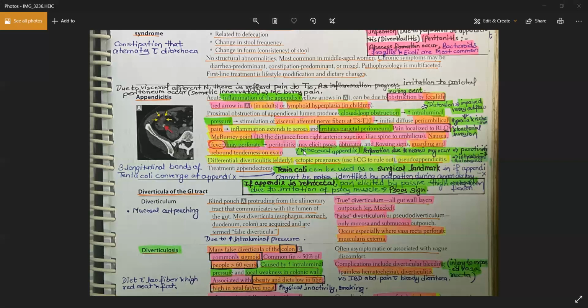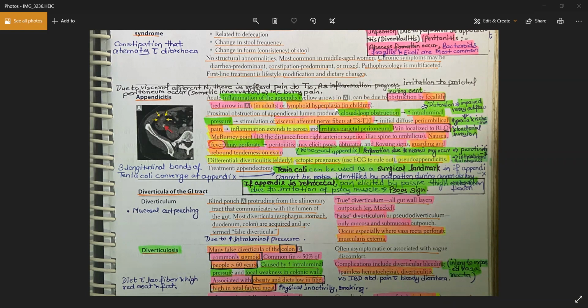Okay, ischemia and hypoxia will happen, and that can lead to inflammation. Overgrowth of the bacteria in that region will happen, and they can further promote the inflammation and necrosis of the appendix, right? That's how you get appendicitis. In adults, the most common cause is obstruction by a fecalith. In children, it is lymphoid hyperplasia.